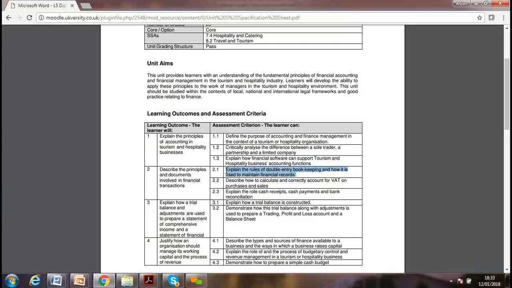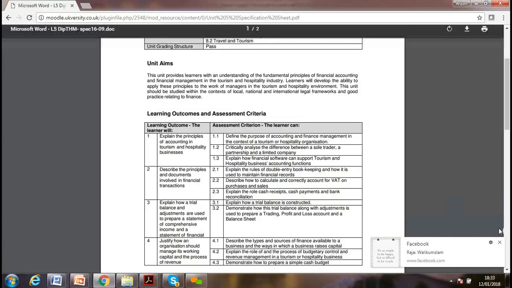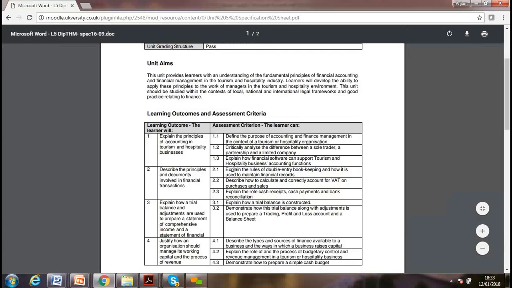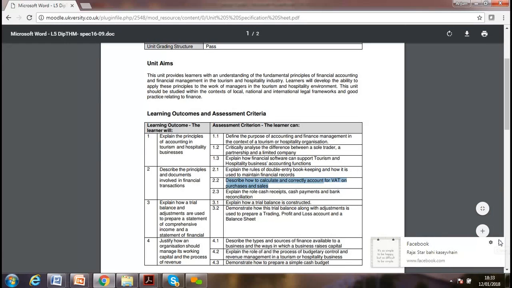And we discussed double entry bookkeeping rules, where we discussed debit and credit as well. We said debit is expense, asset, debtors, and we discussed creditors, liabilities and income, which are supposed to be on the credit side. We also described how to calculate correct VAT on purchases and sales during our last lesson, and we calculated it as well.